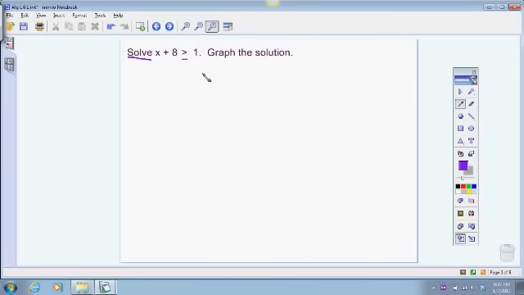I see a lot of people try to graph it from here and they draw a line, they put a 1 on it, and they go something like this. Well, that's not solving the inequality. You can't graph the solution until you have a solution.